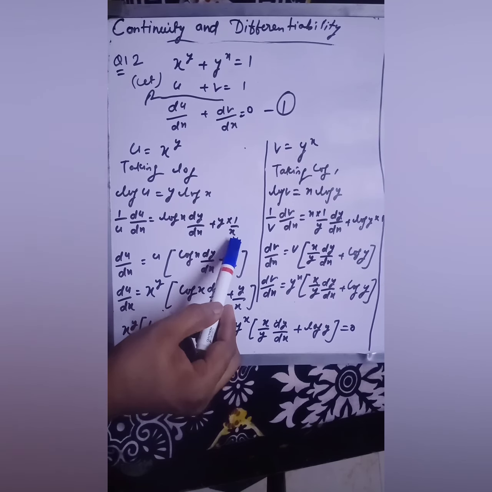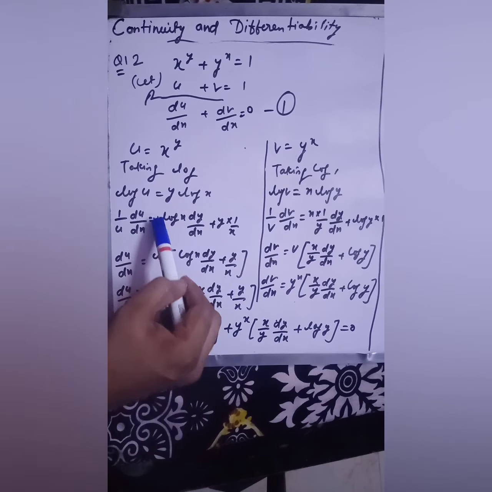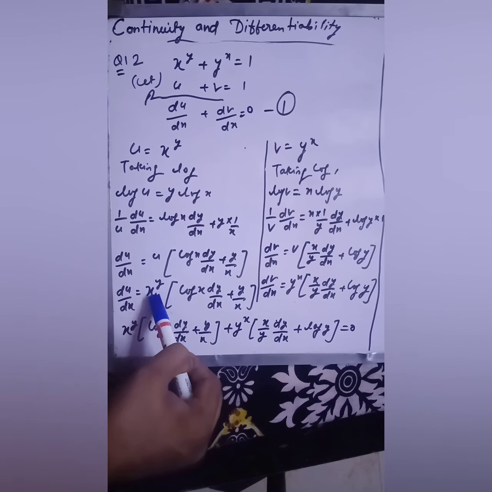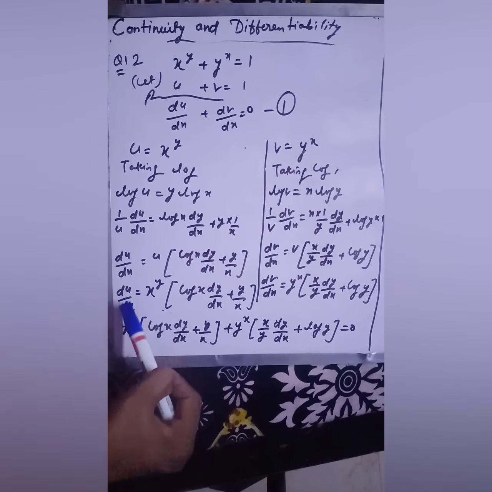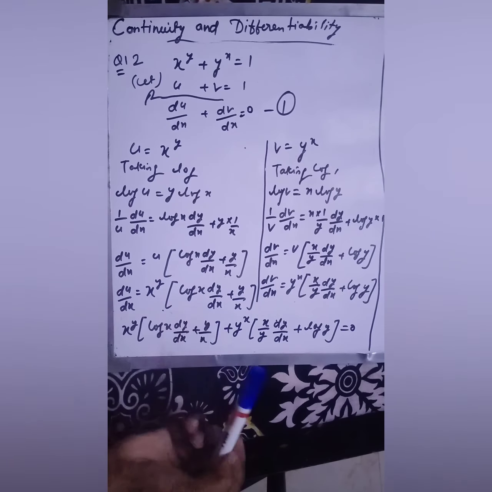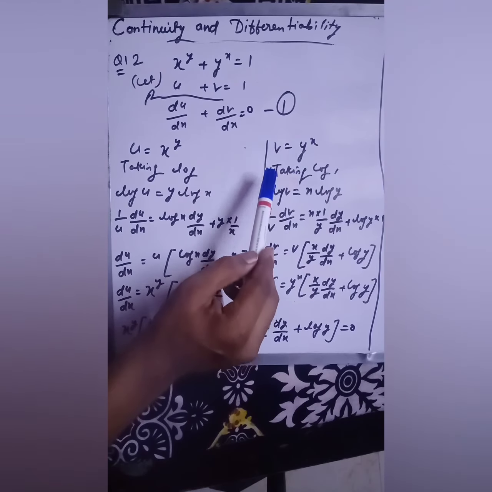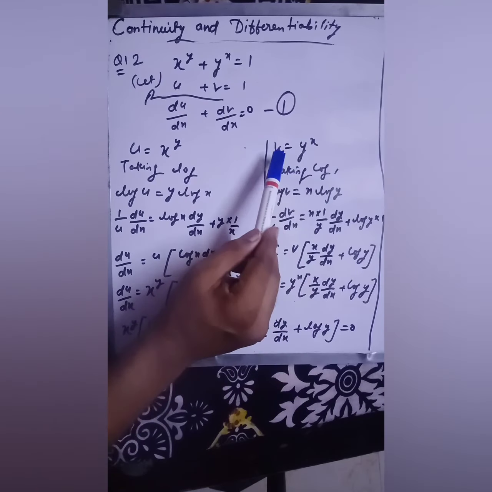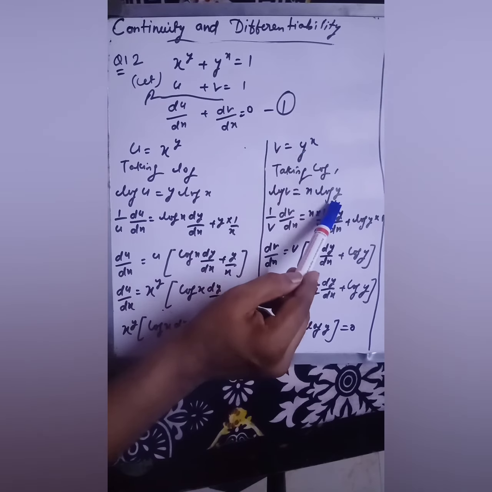Just you have to simplify it, and this u will come here, and you have to put the value of u, and all this thing will remain the same. So this is your du by dx. Similarly, here your v is y raised to power x. Again you have to take log both sides. This is log v is equals to x log y.